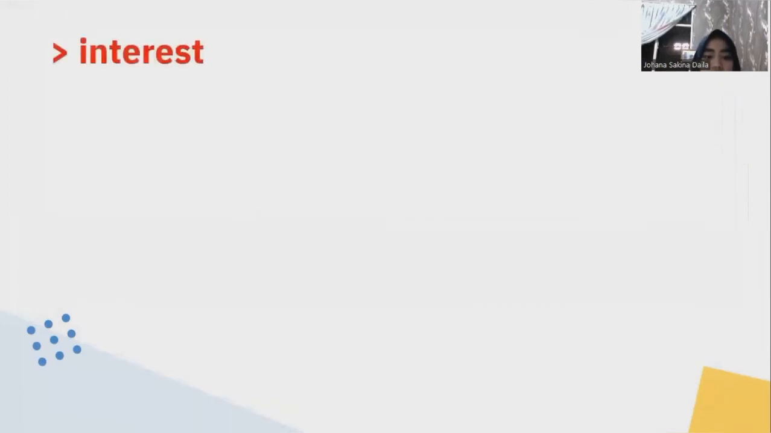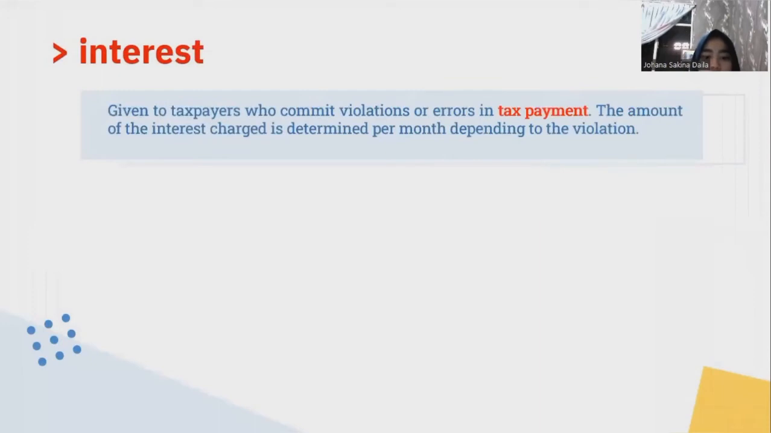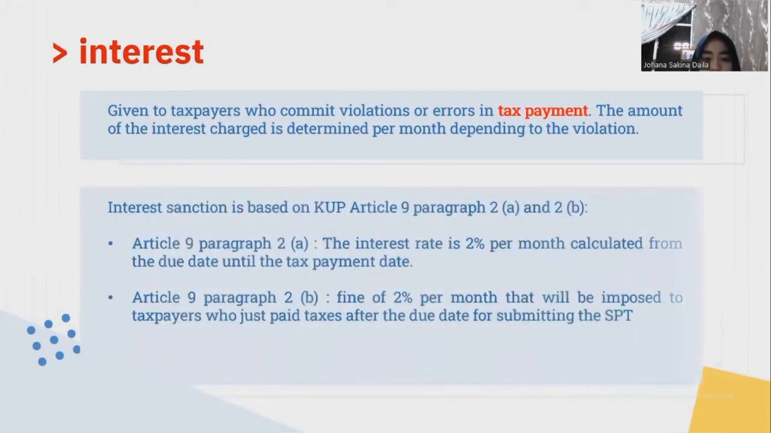The next sanction is interest sanction. Interest sanction is given to taxpayer who commits violation or error in tax payment. Interest sanction will be imposed if the taxpayer doesn't pay the tax or is late in paying the tax. The amount of the interest imposed is determined per month depending on the violation. Interest sanction is based on KUP Article 9, Paragraph 2A and 2B.